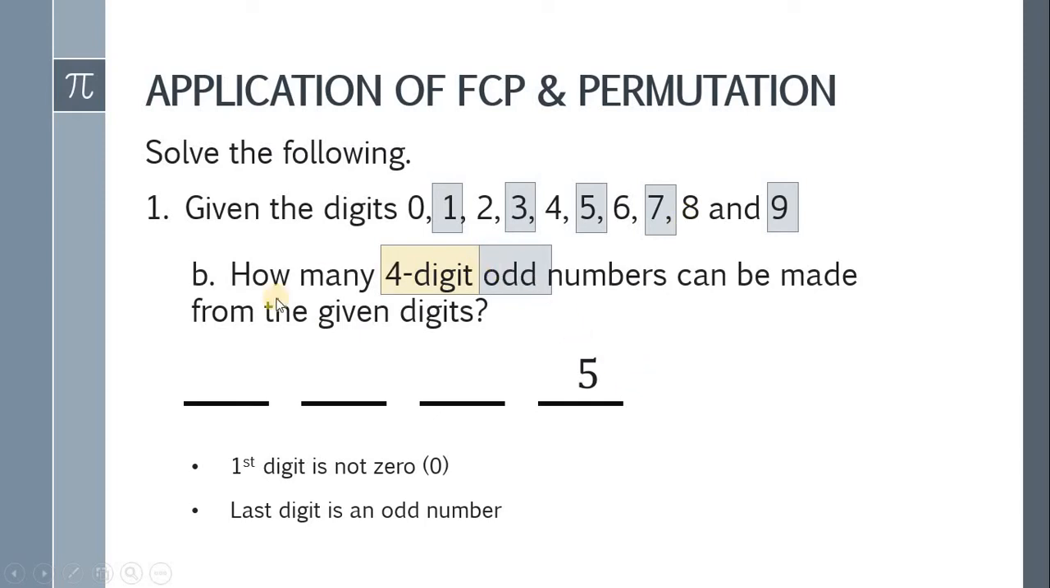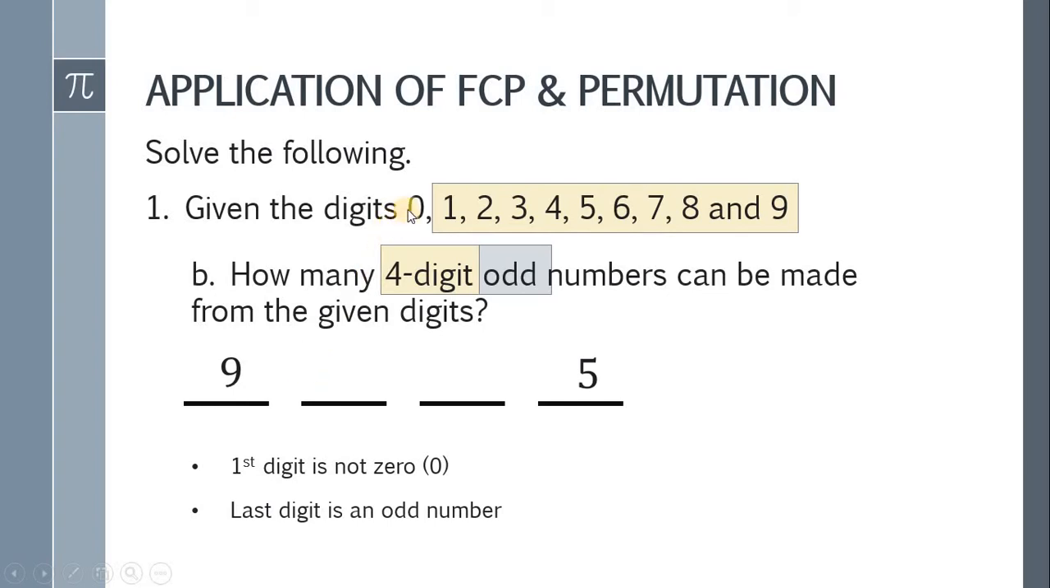Now, punta tayo dun sa first digit. Yung first digit natin, bawal maging 0. So, anong ibig sabihin? Yung option lang natin para dun sa first digit must be 1, 2, 3, 4, 5, 6, 7, and 9. So, meron lang tayong 9 options para dun sa first digit natin. Kasi bawal ngang mag-0. Now, how about sa second digit natin? Meron ba tayong restriction dito? And the answer is wala.